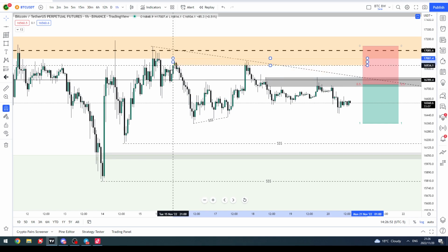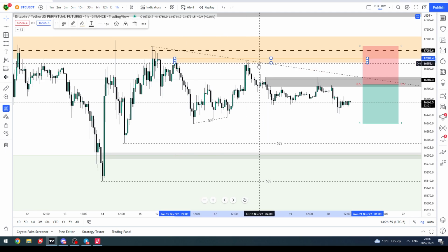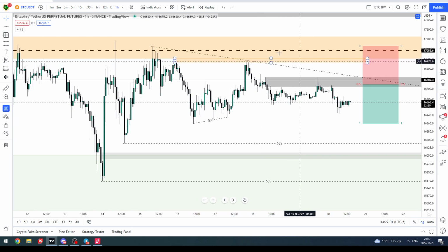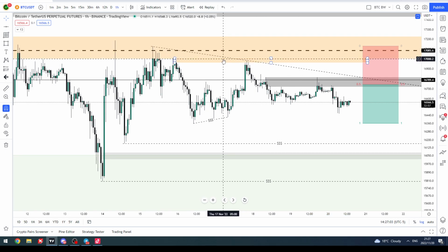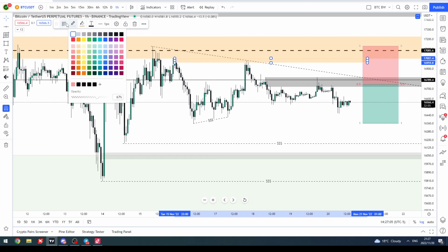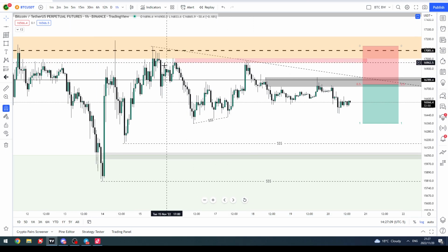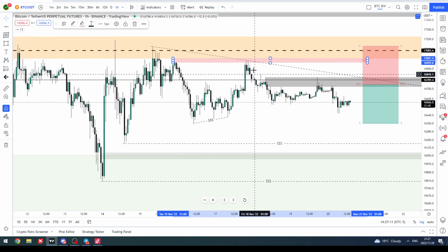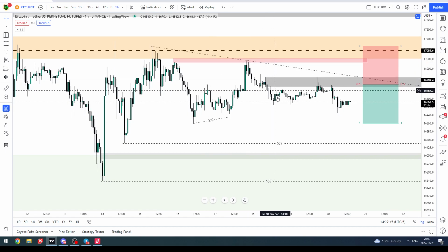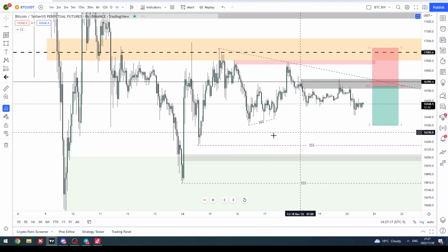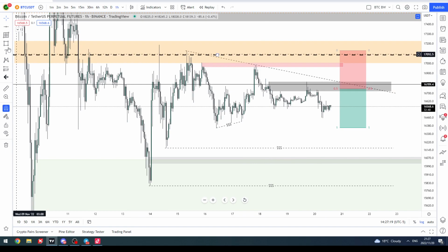There we could use rejection block ideas in here as well, where all of these wicks created a rejection block, and you can see then, let's make it red. A rejection block is basically a sort of order block where price rejects off but doesn't go, in this case, above. So you can see that price rejected off of it and is heading lower here.